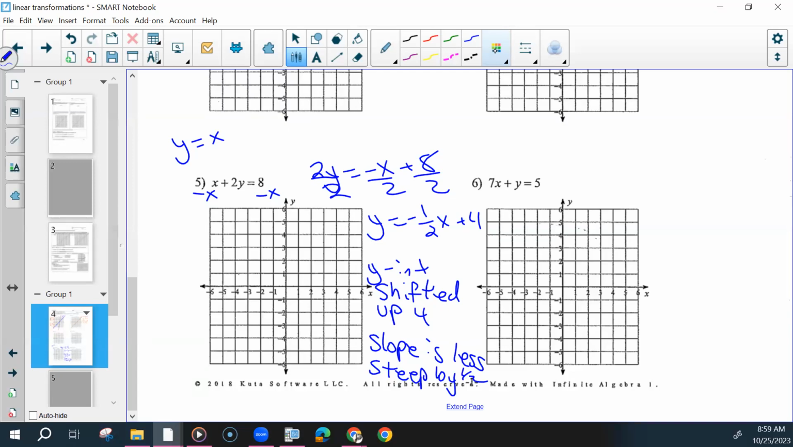What was that? There's a word for it. It's not about the steepness, but the other one. Most of you wrote it down. The slope also reflected.